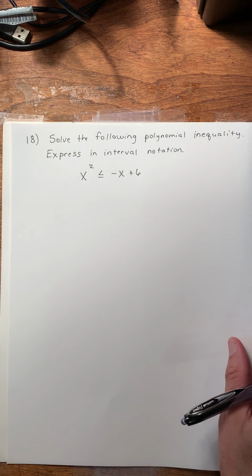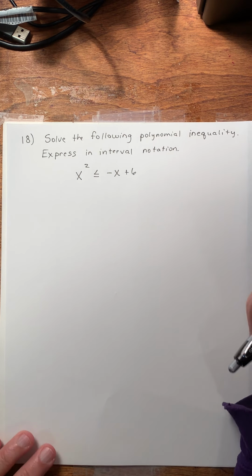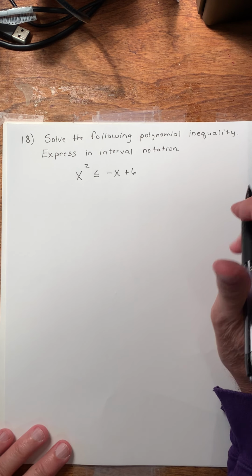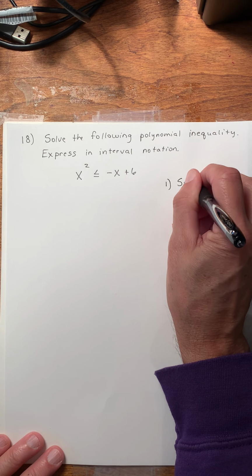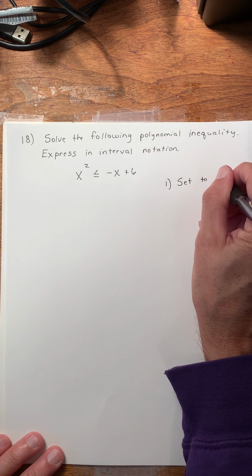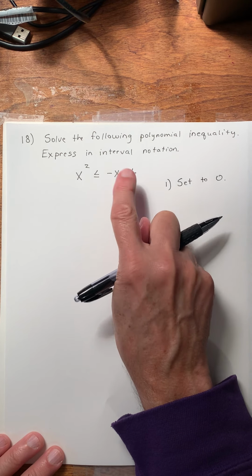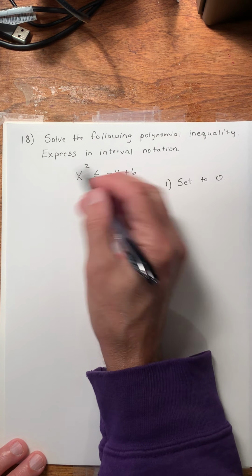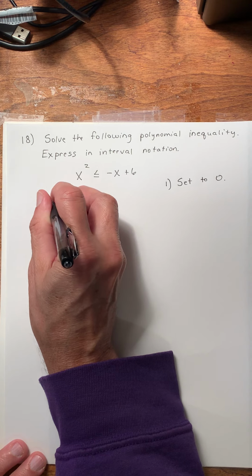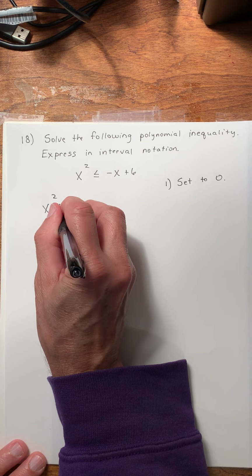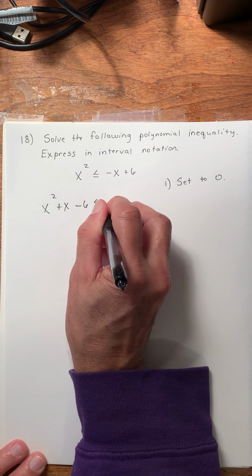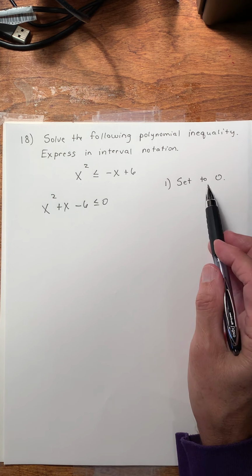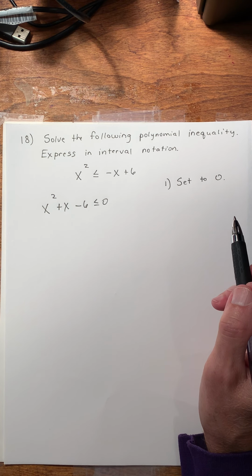All right. Solve the following polynomial inequality expressed in interval notation. All right, got some steps here. Let's do our steps. First step, I need to set the thing to 0. I need to have 0 on the right side, so I need to get everything over here on the left. And remember, as I move a term, it changes signs. All right, I have set the thing to 0. Is that good? Step 2.